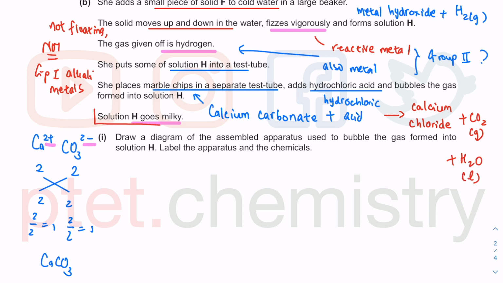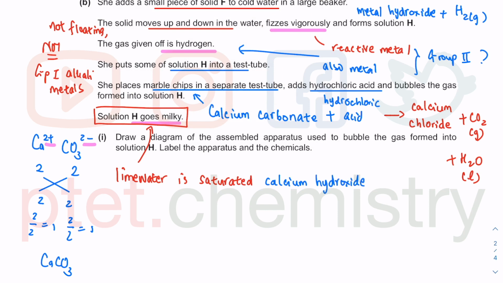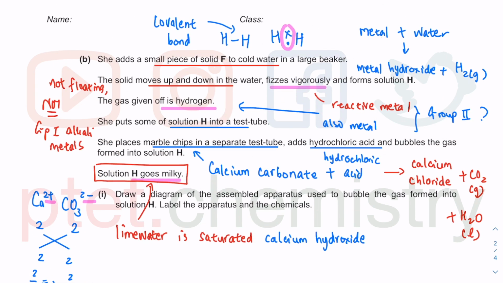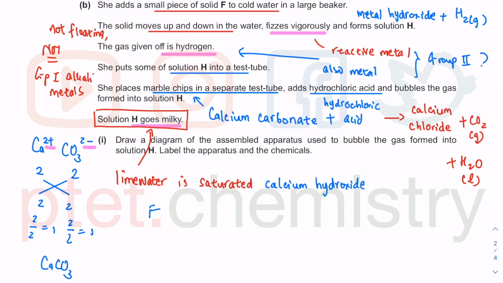These things go milky. So what is this solution that you had previously? Well, you use lime water to test for carbon dioxide. So lime water is saturated. The word saturated is from year 9 separation techniques under crystallization. So when you prepare salt from the acid and base topic, you also heated the solution until saturated. It means very concentrated calcium hydroxide there. So if we get calcium hydroxide as the solution, the metal F must be calcium. So F is calcium.